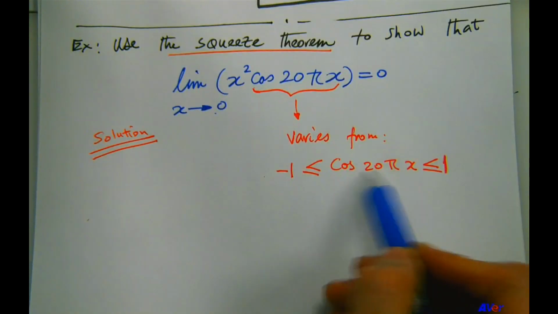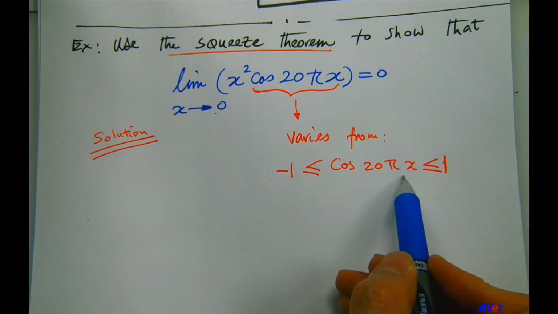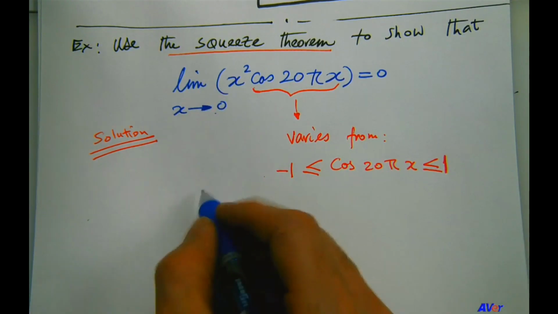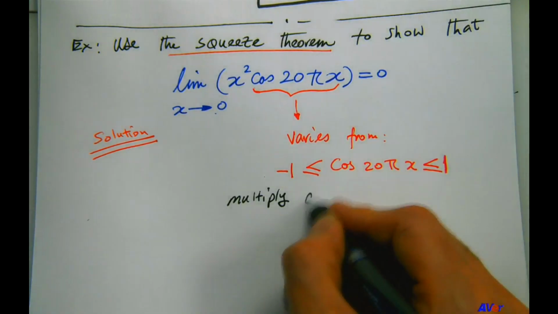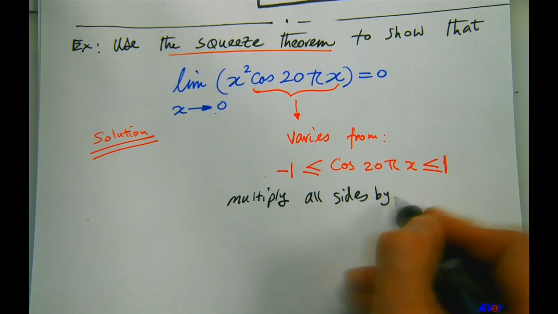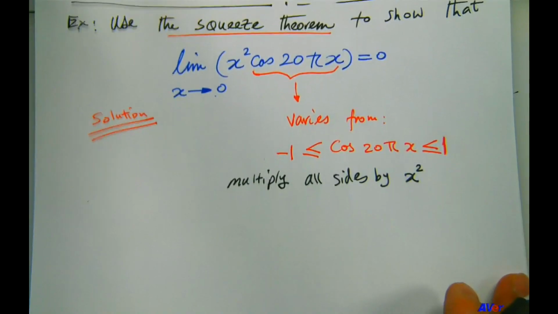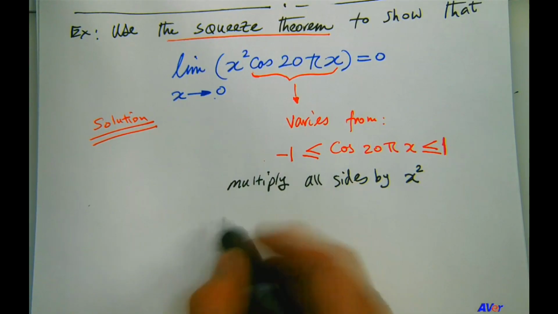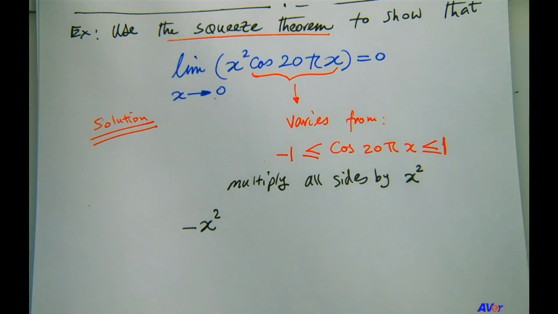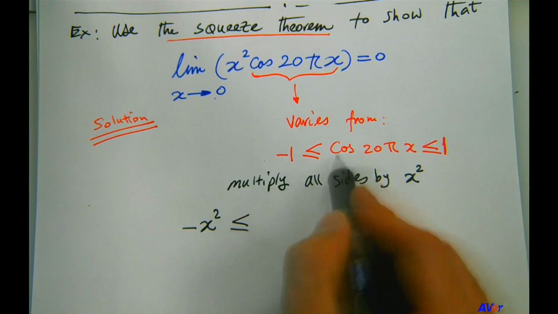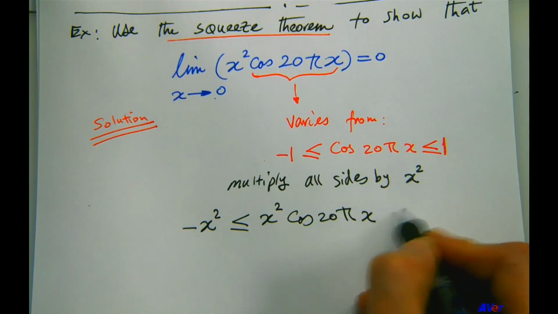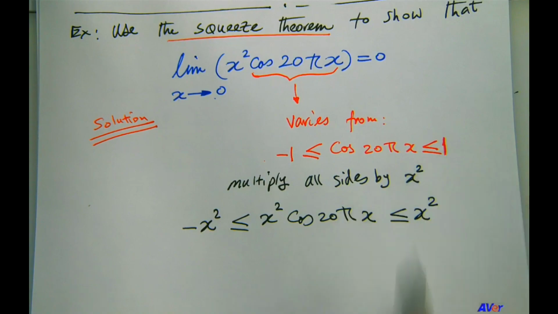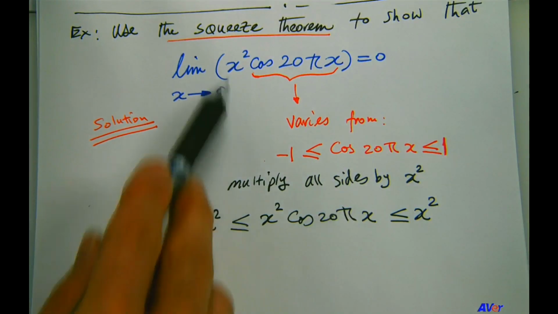Now, let's multiply all sides of this by x squared. So x squared times this, what do we get? We get minus x squared, right? Then x squared times the middle, we get x squared cosine of 20 pi x, less than or equal to x squared times the far right side, and we get that. Notice now, after we did that, we ended up with that full expression, right?